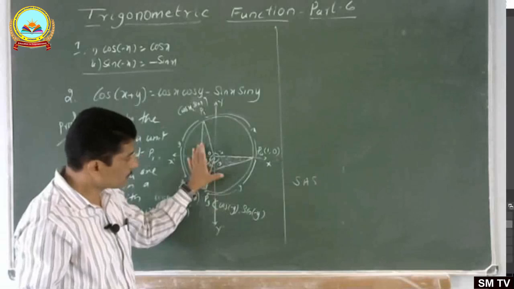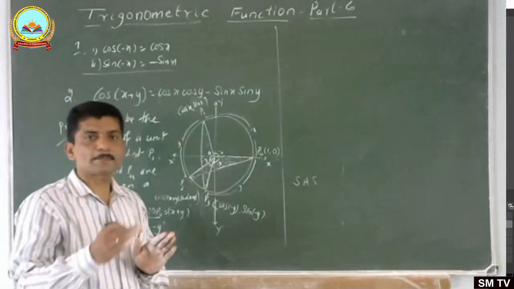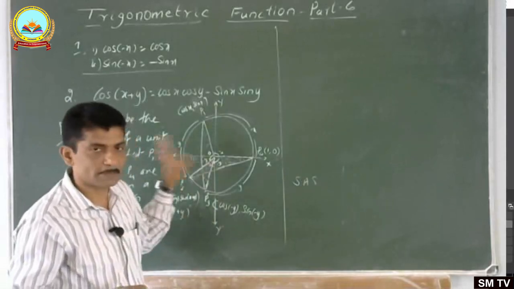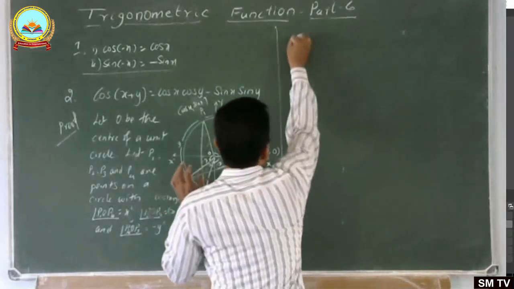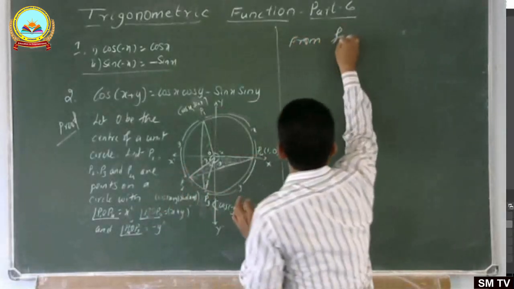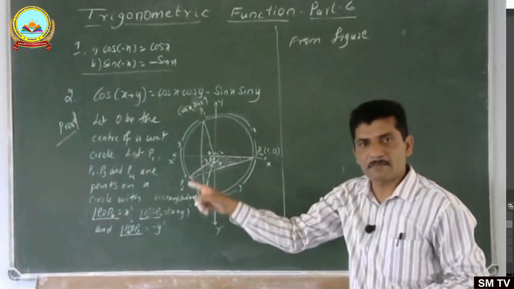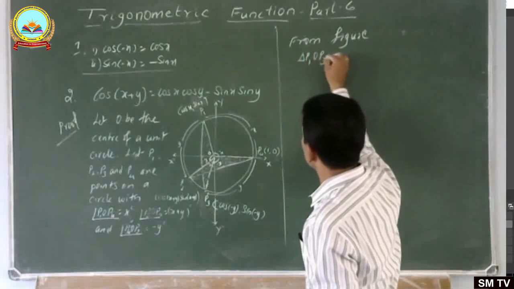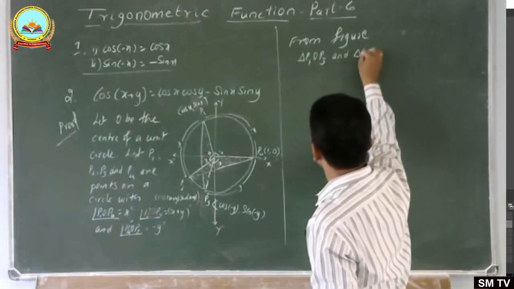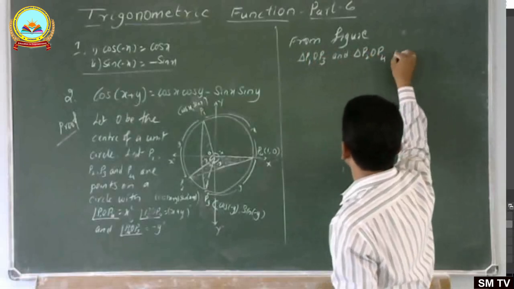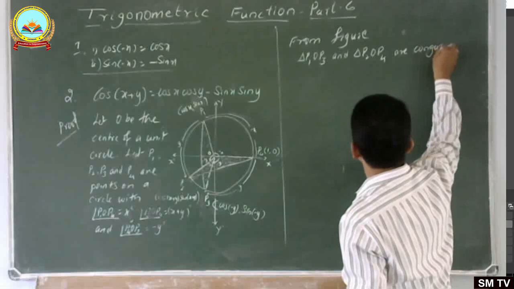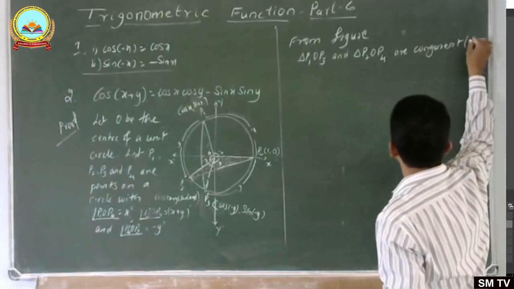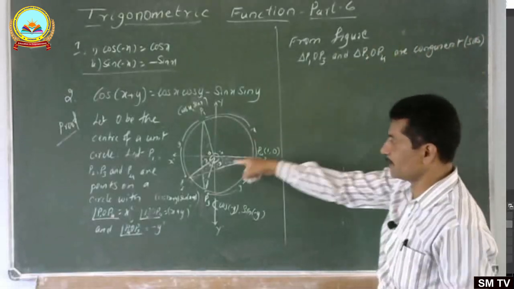Is it clear? What is the property of congruent triangles? Corresponding sides are equal. The property of congruent triangles means the corresponding sides are equal. Therefore, with the help of the figure, you can say that triangles P1OP3 and P2OP4 are congruent triangles. These two triangles are congruent because two sides and one angle are equal.